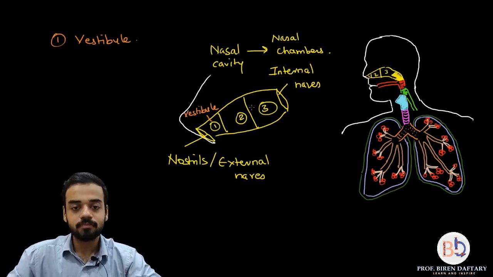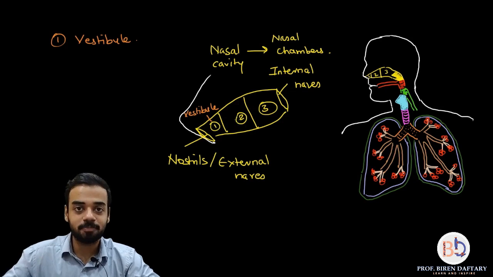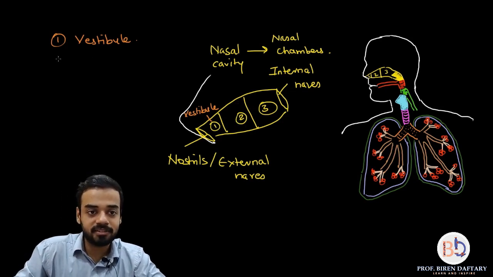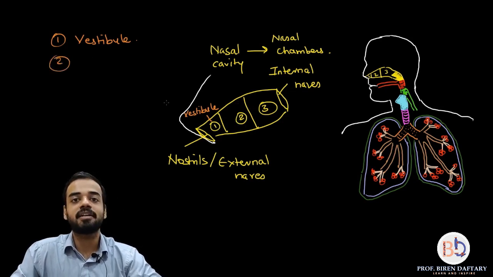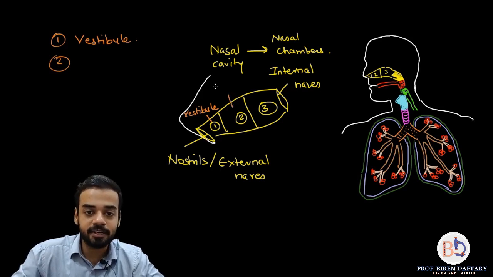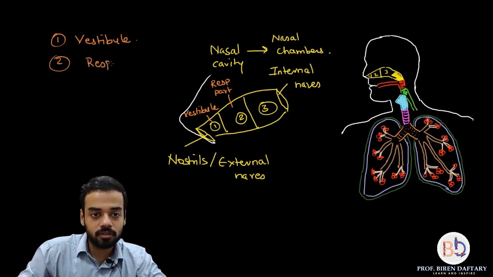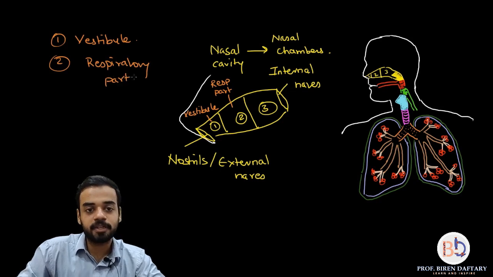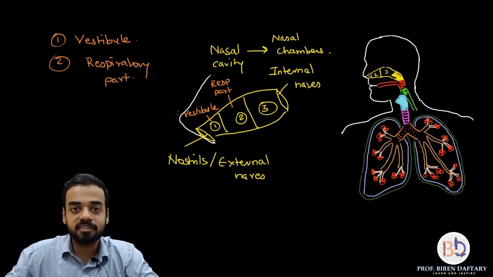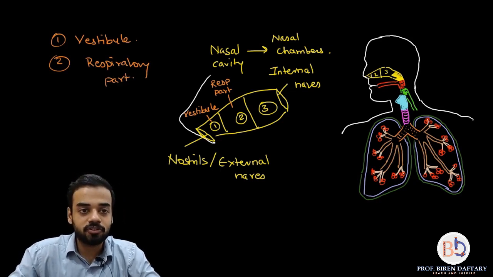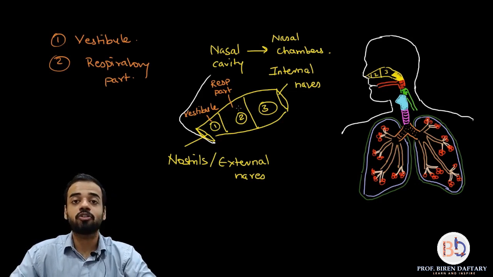Is this clear? After the vestibule, the next part in the nasal chamber, the second part, is called the respiratory part. I will write down over here, respiratory part. Now what is the function of the respiratory part? When the air passes through the respiratory part, first of all, this respiratory part has a lot of blood vessels.